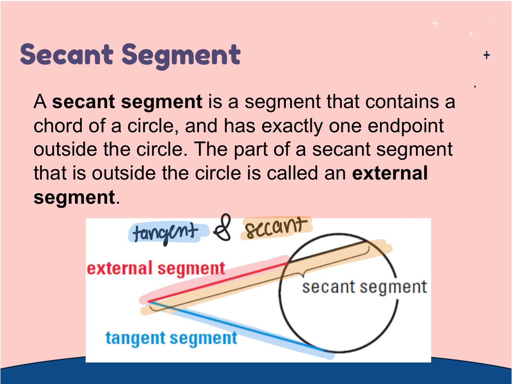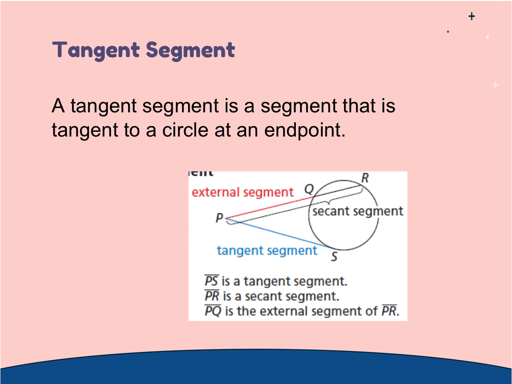So we'll find out why I'm highlighting it in 3 different colors. You have a whole secant line, then you have your external segment of your secant line. But your tangent line is just that one blue line. That's my tangent line. All right, tangent segments. This is basically what I just went over. A tangent segment is a segment that is tangent to a circle at an endpoint. So we should know what tangent is. So again, the tangent is my blue line.